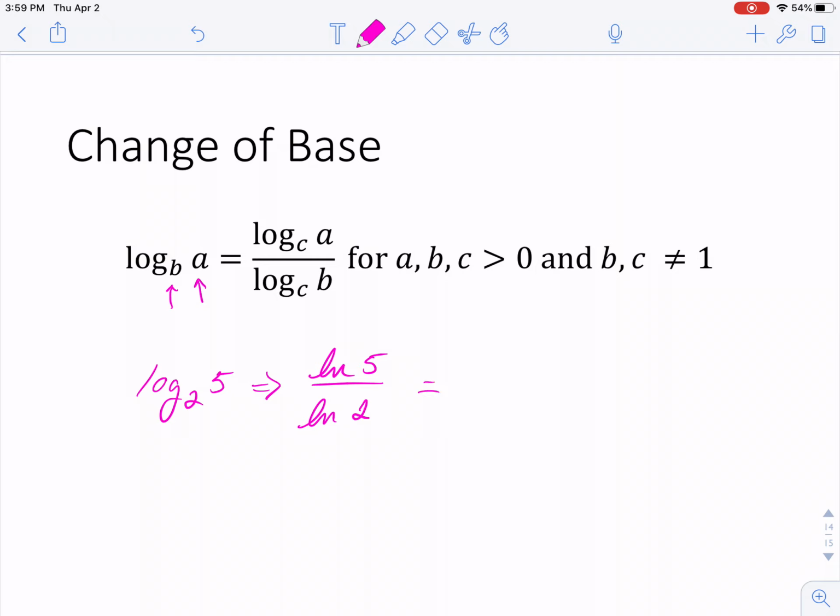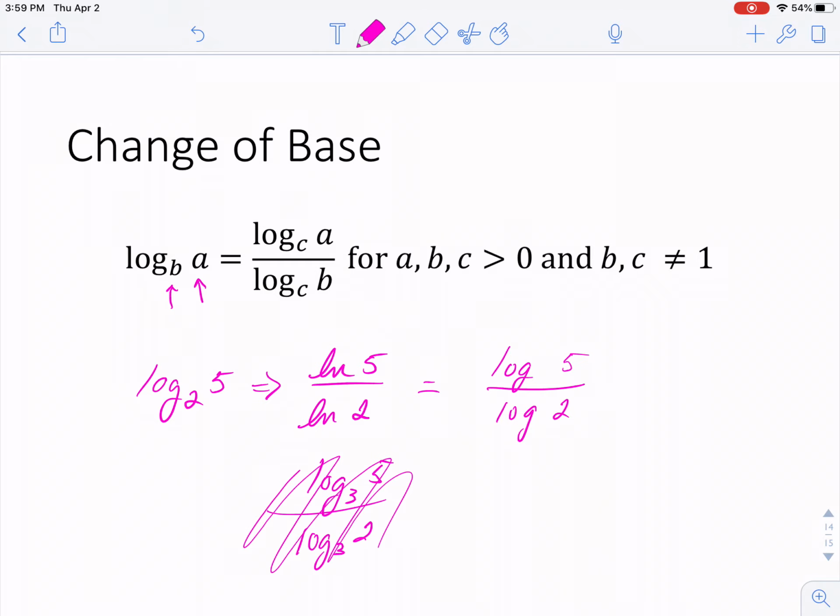Now you can also do it with log base 10 and take log of 5 divided by log of 2. If you wanted to, you could rewrite it as log of 5 base 3 divided by log of 2 base 3. But why would you do that? Because, again, it still doesn't help me with my calculator.